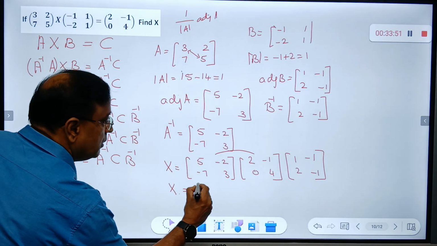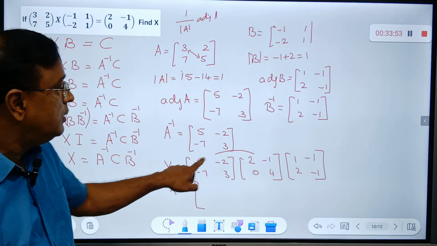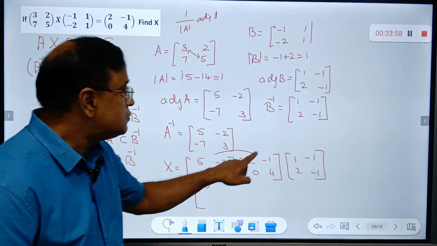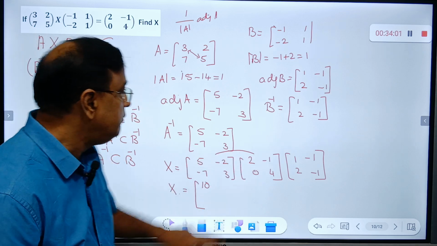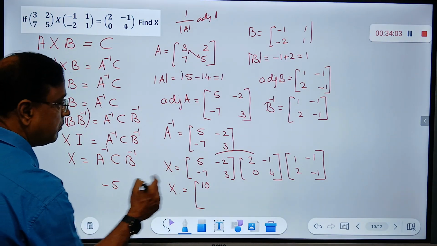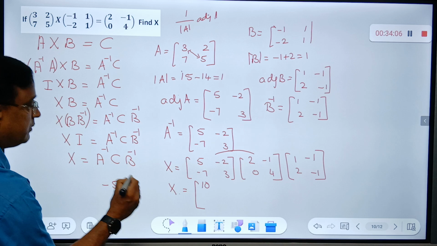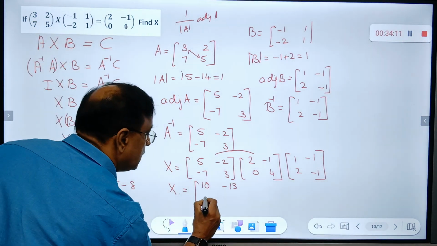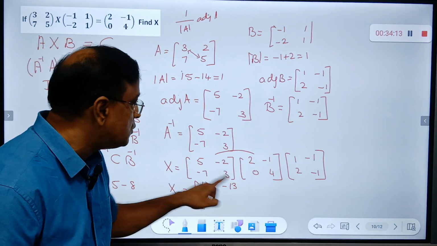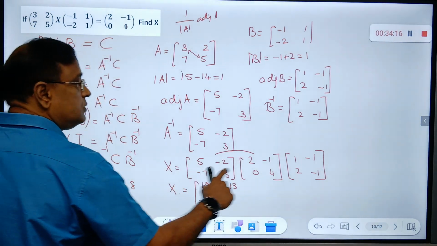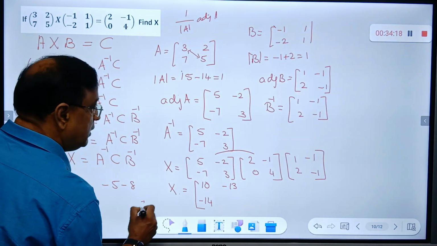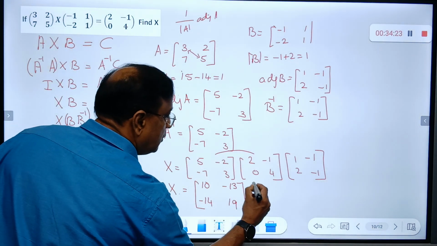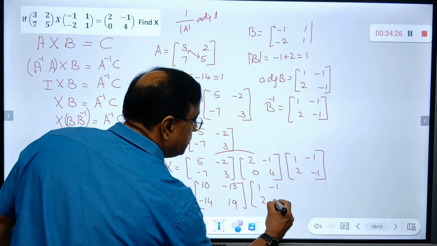X is equal to first row, first column. 5 into 2 plus 0. So it is 10. First row, second column. What is that? Minus 5, minus 5, minus 8. What is minus 5 minus 8? Minus 13. Then minus 14. Next one. Second row, first column, minus 14. Second row, second column. What is that? 7 plus 12, which is 19. Followed by 1, minus 1, 2, minus 1.